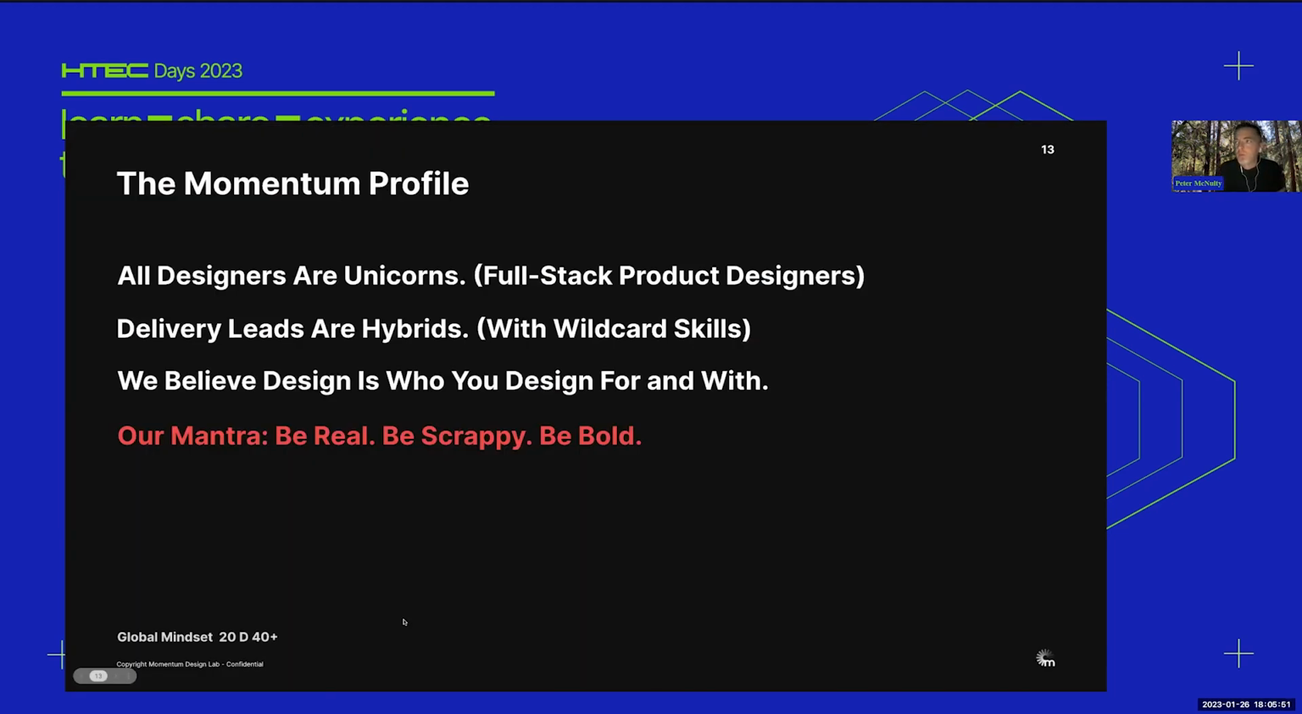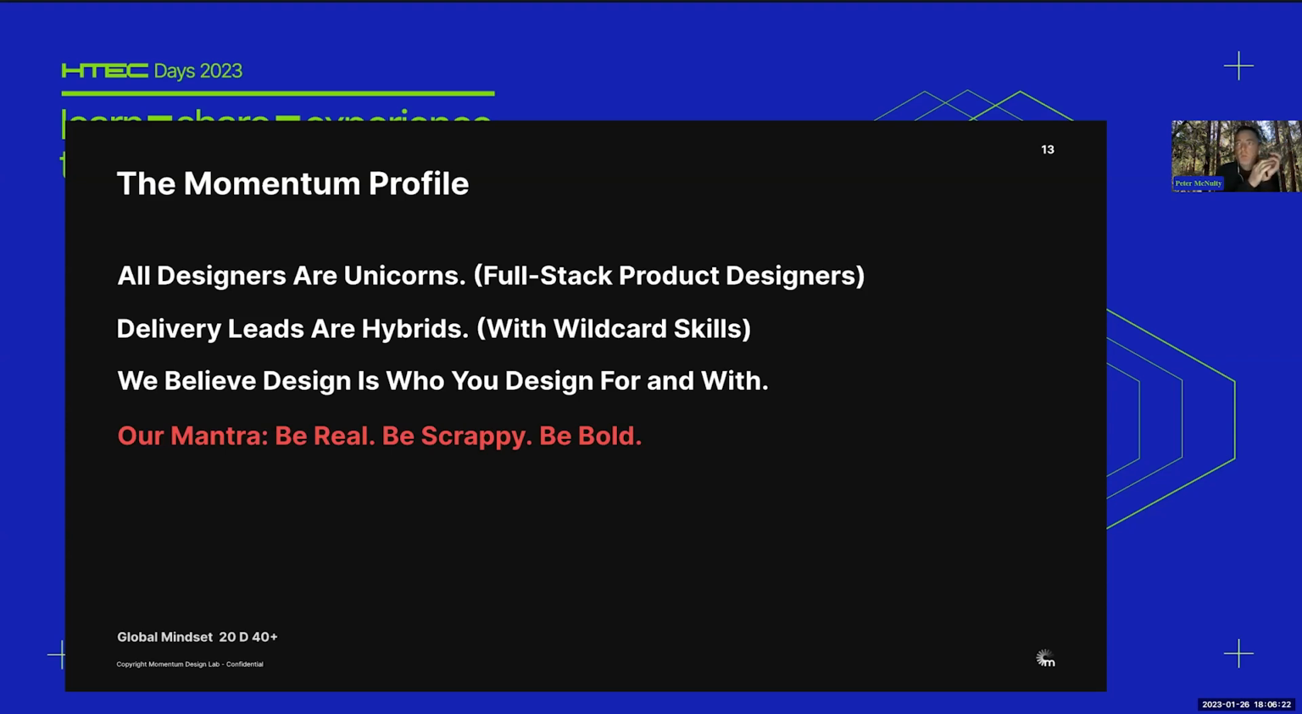So the Momentum profile. All the designers are unicorns. We use that term to describe a full stack product designer. We expect all of our designers to do their own research all the way through guiding the implementation. Delivery lead is another role here at Momentum, and they are hybrids. Project management, account management, plus at the individual level, they have wild card skills.